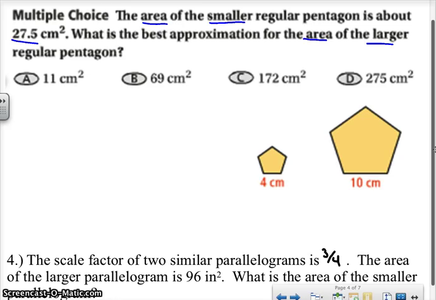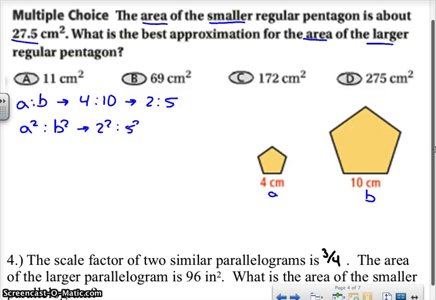Well, we know we have 4 here and 10 here. So we could go A and B. If you want to know the ratio between the sides, which we will need, it would be 4 to 10. So A to B is 4 to 10, which simplifying down is 2 to 5. If I'm looking at areas, then I'm thinking about a squared to b squared. Using the 2 over 5, that would be 2 squared to 5 squared, which gives us 4 to 25.